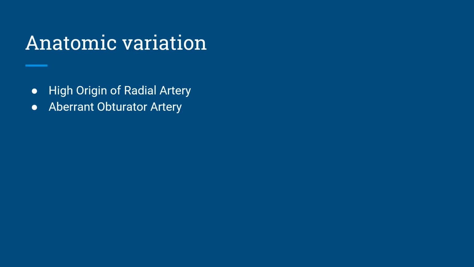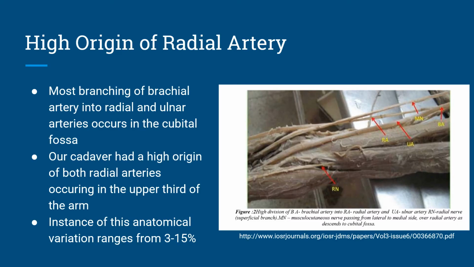All right, so we're going to talk a little bit about the anatomic variation that we found upon dissection last semester. The first being a high origin of the radial artery, and the second being an aberrant obturator artery. So most branching of the brachial artery into the radial and ulnar arteries occurs in the cubital fossa. And in our cadaver, we had a high origin of both radial arteries occurring in the upper third of the arm. The incidence of this anatomical variation ranges from 3 to 15%.